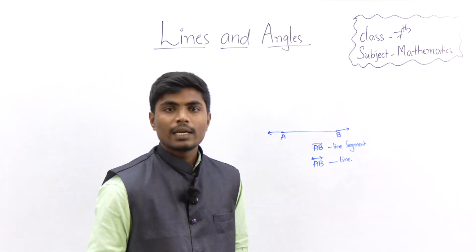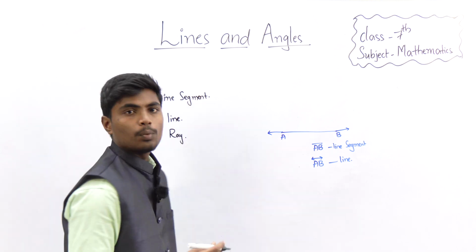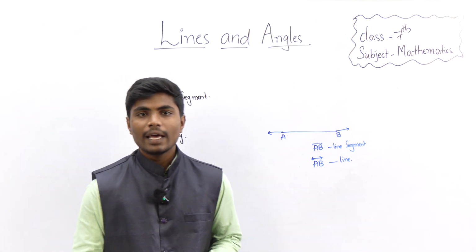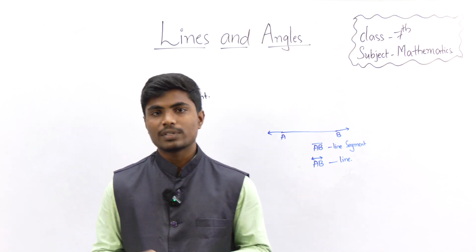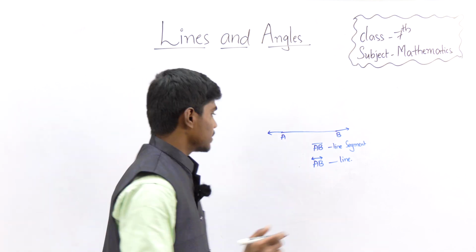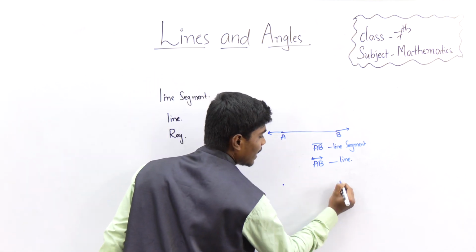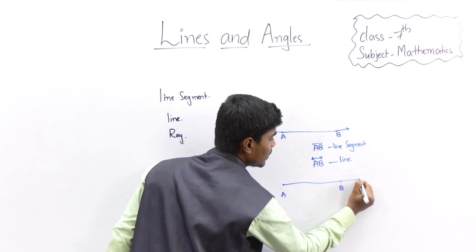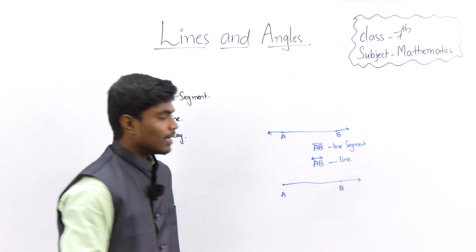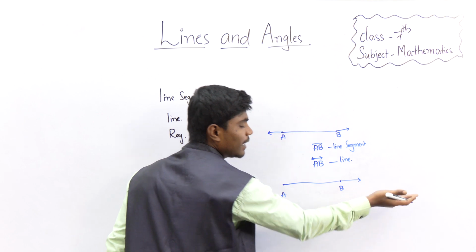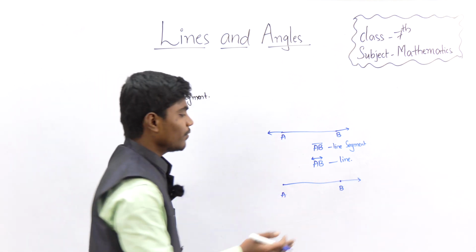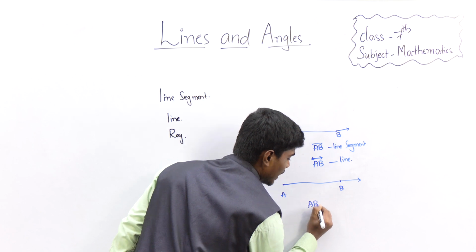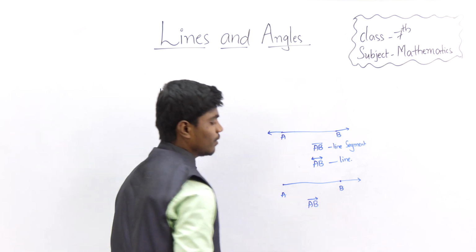Now let's discuss the ray. What is a ray? A ray has one fixed point and the other is continuous. It has only one end. If you take A and B, there is one fixed end and the other side is continuous. This is called a ray, and we denote a ray as AB with a one-sided arrow.